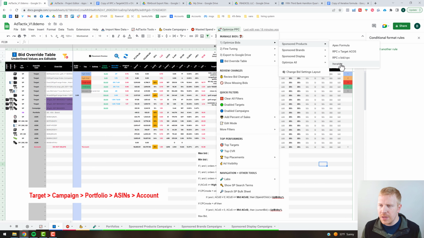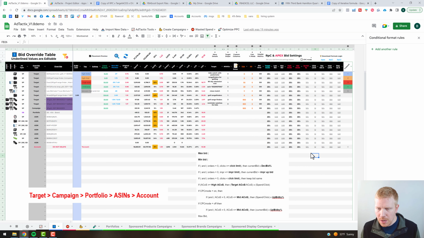Then the iterative is the more complex one, which I'm going to cover in this video as well. It's a non-ratio based bid formula, a fixed bid increment style adjustment, so it can be really useful as well.